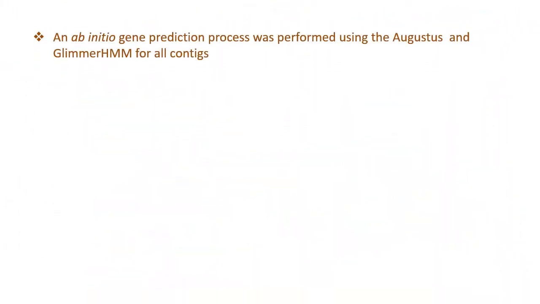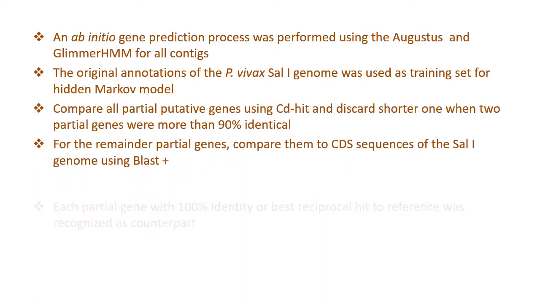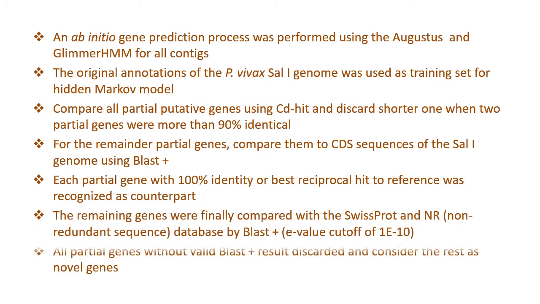An ab initio gene prediction process was performed using Augustus and GlimmerHMM for all contigs. The remaining genes were finally compared with the Swiss-Prot and NR databases by BLAST. All partial genes without valid BLAST results were discarded and the rest were considered novel genes.